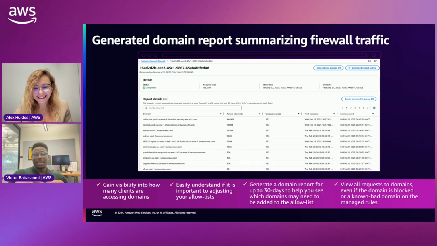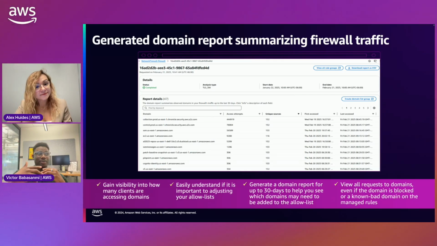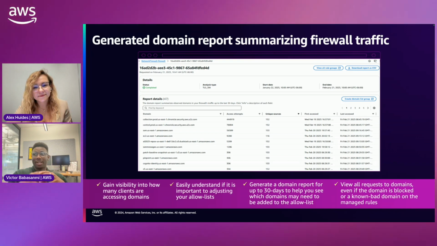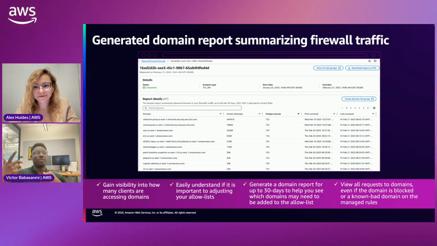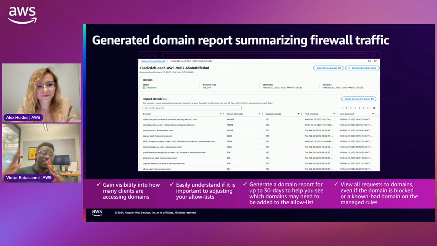Yeah, and one cool thing about Network Firewall that I love is that if you want to see all of the domains that you've accessed through the firewall, you can actually generate a domain report, and it's going to summarize and tell you these are all the domains that you've accessed. It's going to tell you how many times you tried to access them, and if you want to block any of those domains, you can just go block them in Network Firewall. That's the cool visibility feature that I like about the firewall.